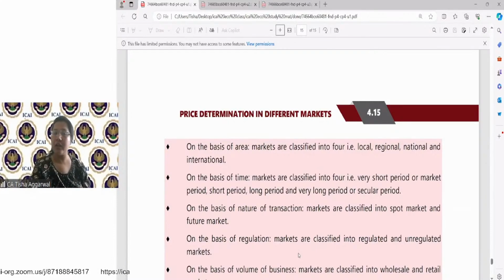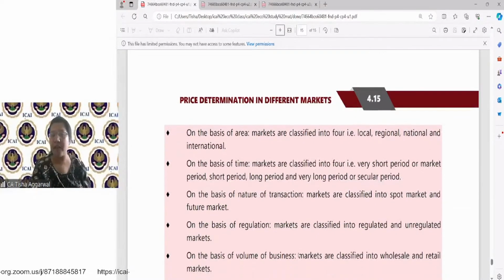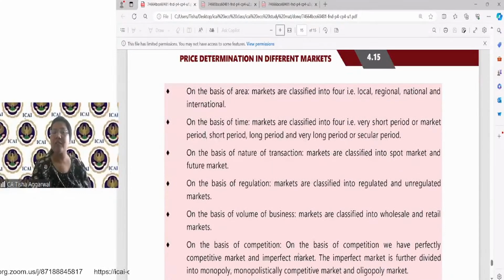Time, we have long term, short term, very long term, very short term. Nature, we have spot market or future market. Spot market is at that time. Future market is about tomorrow. On the basis of regulation, regulated market, unregulated market.